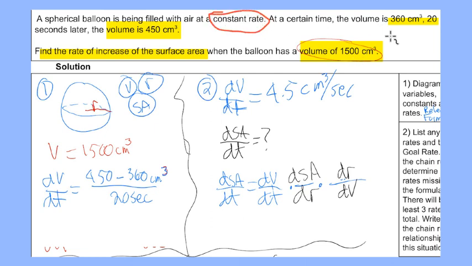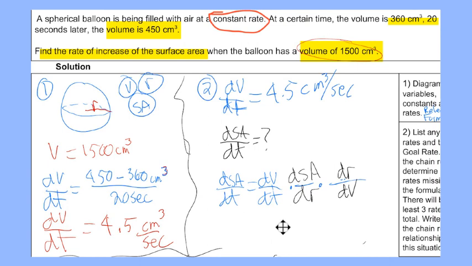So that's why, when it goes from 360 up to 450 centimeters cubed in 20 seconds, we can get the rate. We know what the rate is, and so we do that division. 450 minus 360 is 90. 20 goes into 90 the same as 2 going into 9. So that's 4.5 centimeters cubed every second is how much air is being blown into that balloon.